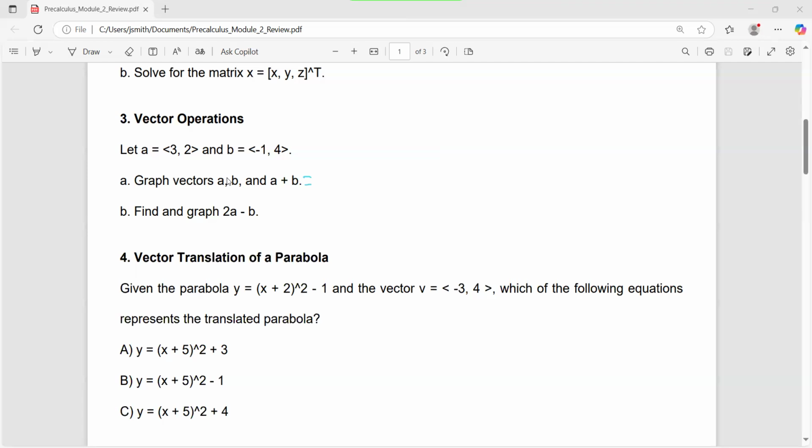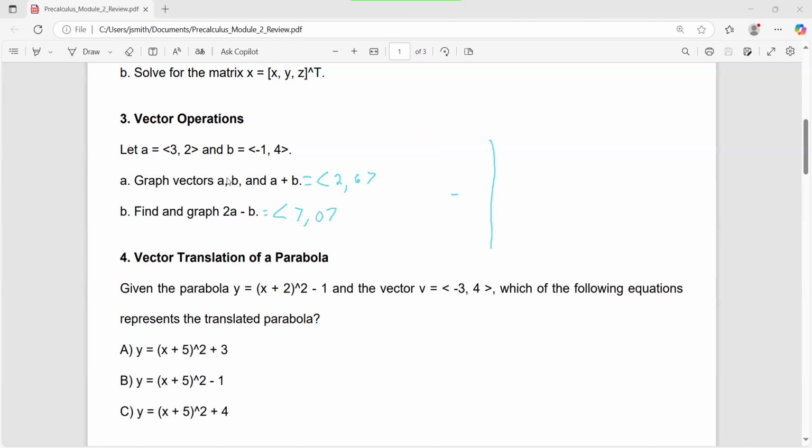All right, so A plus B, how would I add 2 vectors? Right, just add up the x's, add up the y's, right? So 3 plus -1, 2 plus 4. Perfect. Then work out 2A minus B, so 2 times 3 minus -1. 7, very good. 2 times 2 minus 4, 0.